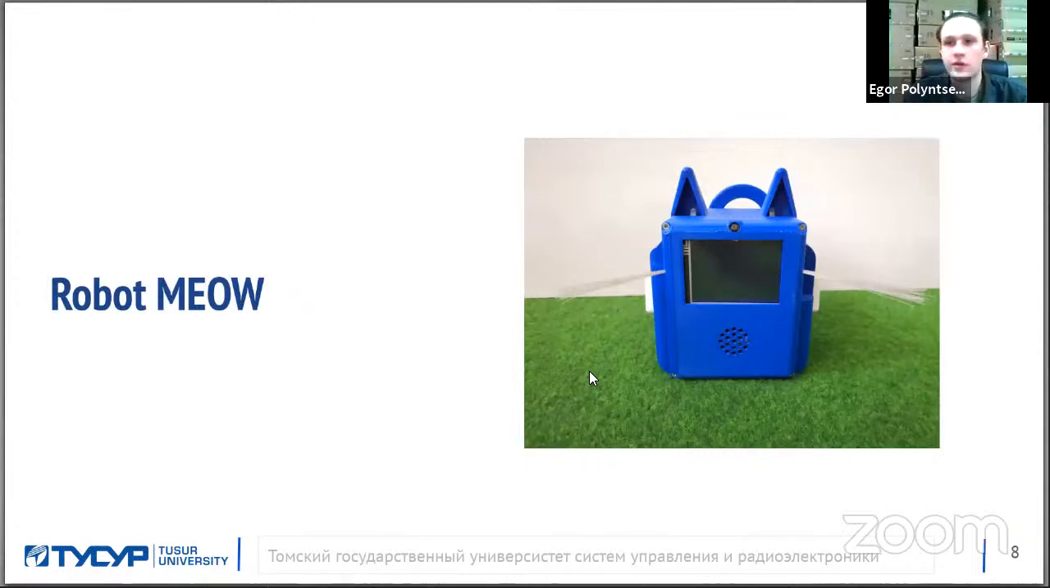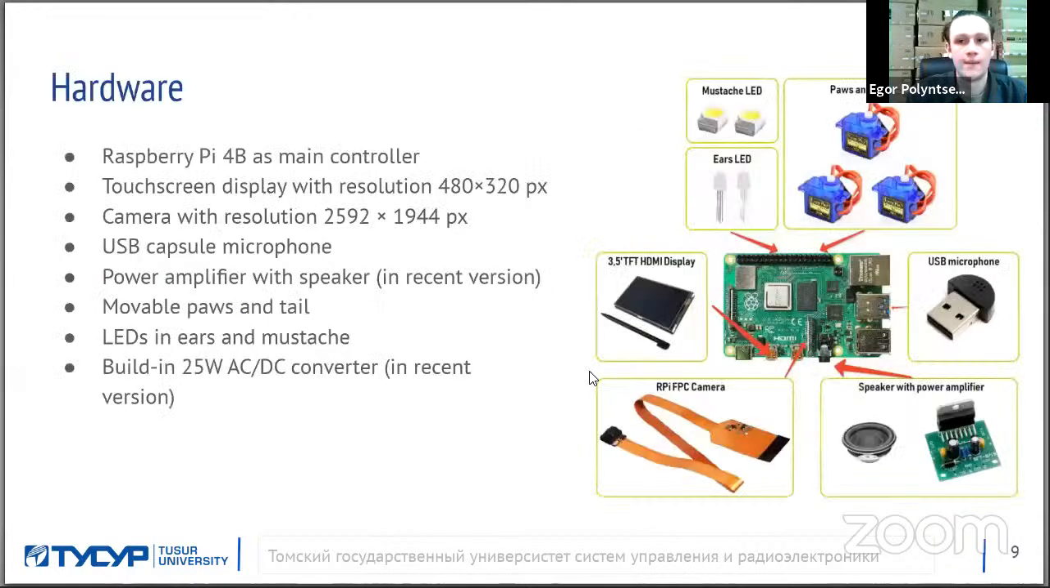That's why we developed a robot cat. Everyone likes cats, especially kids, because in Russia many families have cats as pets. The robot is based on a Raspberry Pi controller. It has a touchscreen display with 3.5 inches diagonal. The robot is equipped with a camera, USB microphone, power amplifier, and speaker for pronouncing sounds, processing voices, speech, and so on. Also, it has movable paws and tail, LEDs in ears and mustache, and a built-in power source.